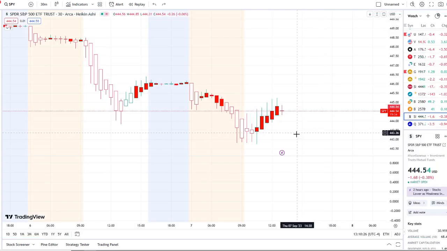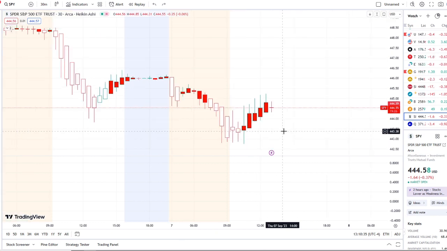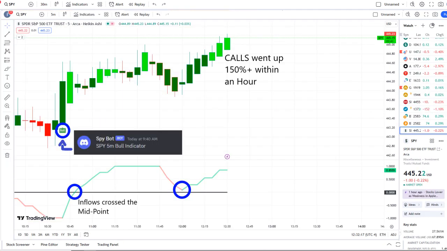Here we are with the SPY, the SP 500 index, continuing to fight to hold support and get back above the 445 area. And in today's volatility, our SPY bot at 9:40 a.m. sent out a bull indicator, and from that moment forward, inflows crossed the midpoint to the upside, full strength on 42 vision, and call options went up 150% plus within an hour, guys.